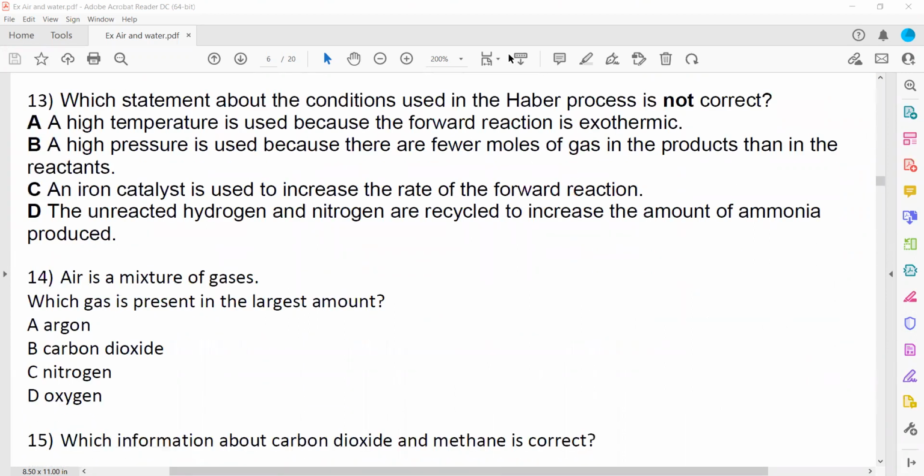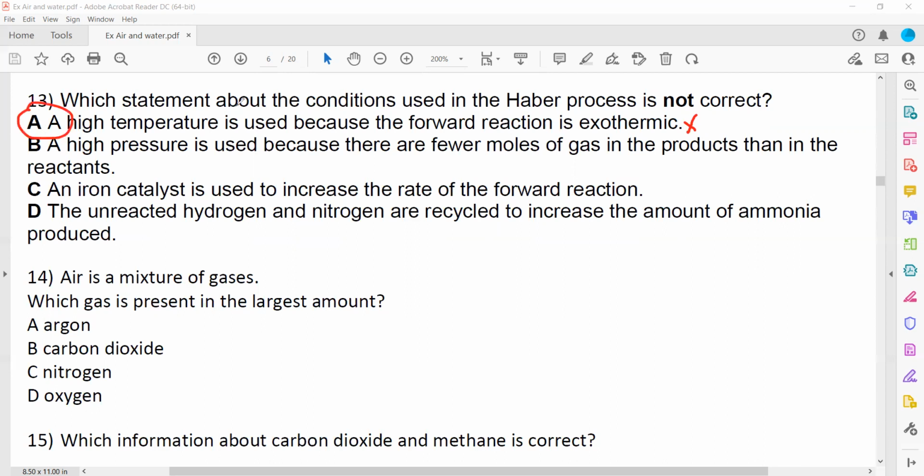Then which statement about the condition used in a Haber process is not correct? High temperature is used because the forward reaction is exothermic. When the forward reaction is exothermic, we don't prefer to use a high temperature, we prefer to use a low temperature. So that's why A is not correct.